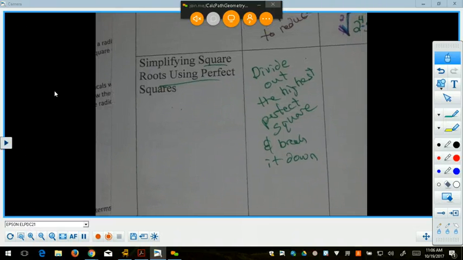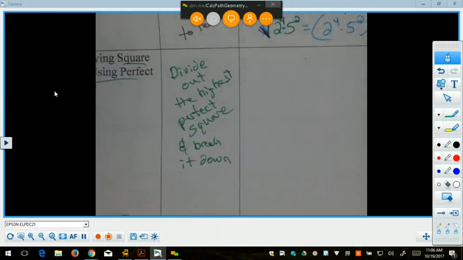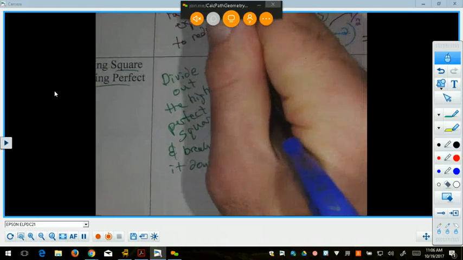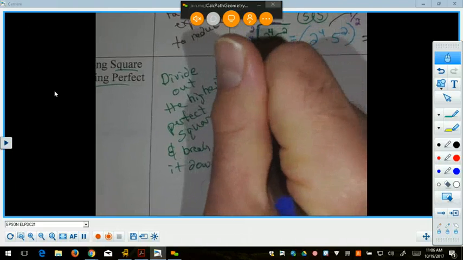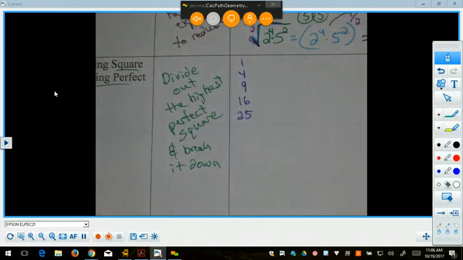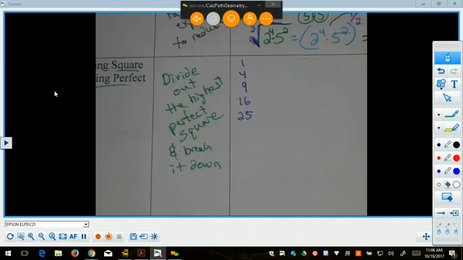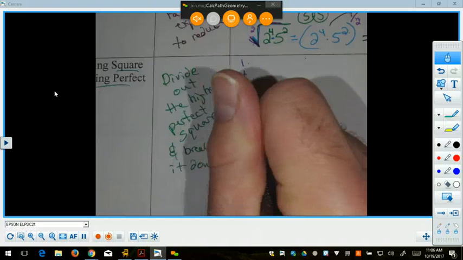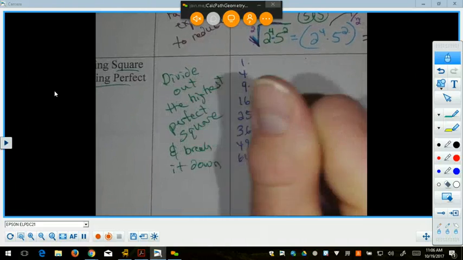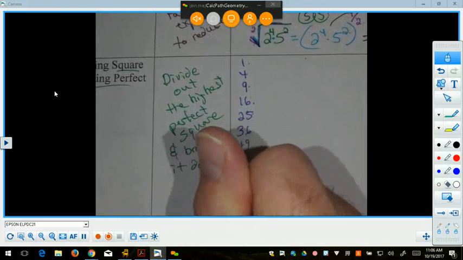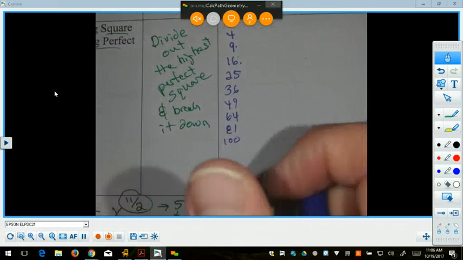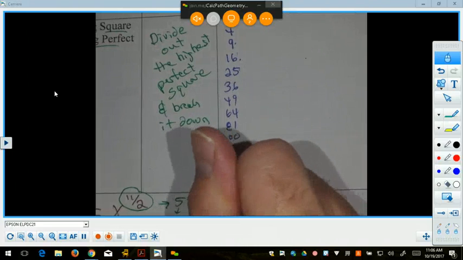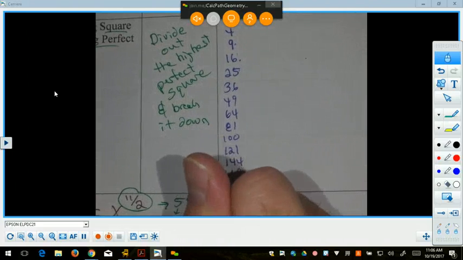Divide out the highest perfect square and break it down. So let me show you an example of what I'm talking about. But first, let's talk about our perfect squares. 1, 4, 9, 16, 25. How did I get those numbers? How could I generate this list? 1 squared, 2 squared, 3 squared, 4 squared, 5 squared, 6 squared, 7 squared, 8 squared, 9 squared, 10 squared, 11 squared, 12 squared, 13 squared, 14 squared, 15 squared.